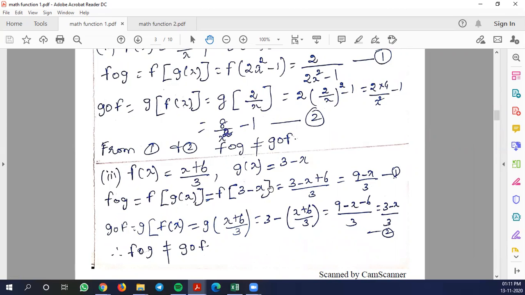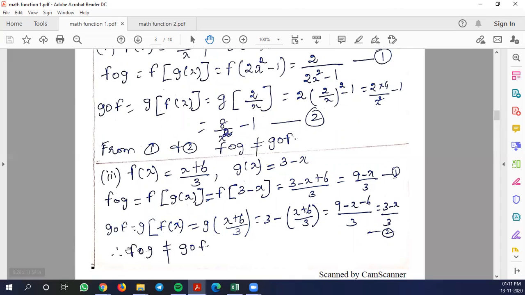What is our x now? It is 3 minus x. In the place of x here you have 3 minus x. So (3 - x + 6)/3. Okay, so 6 plus 3 is 9, so it is (9 - x)/3.